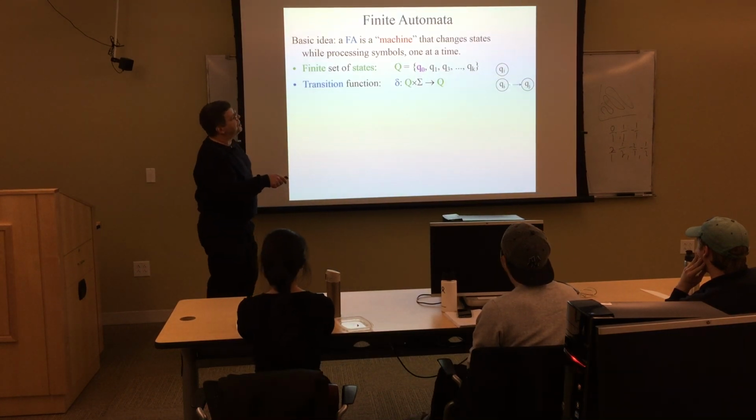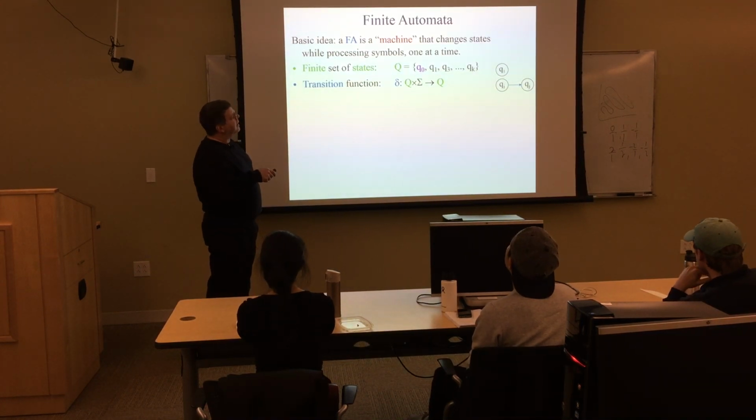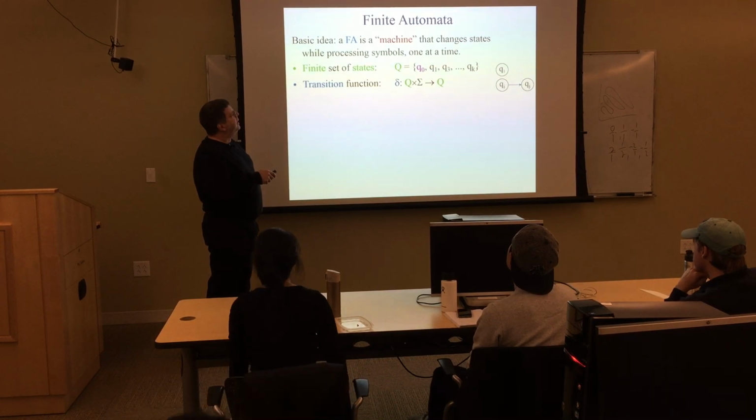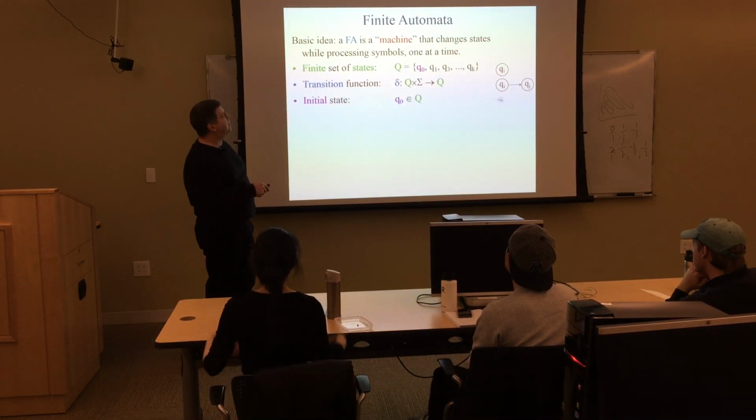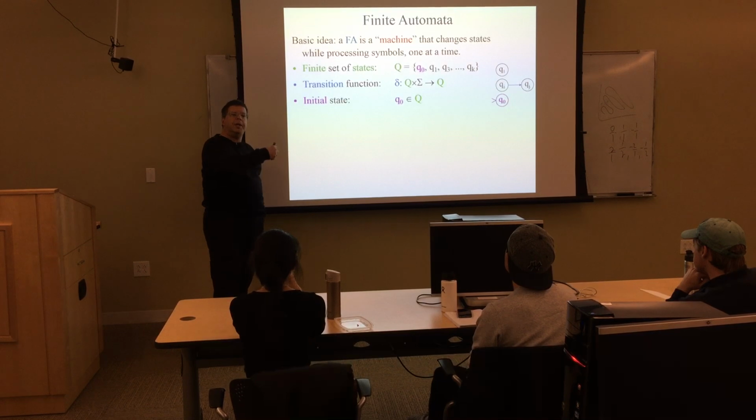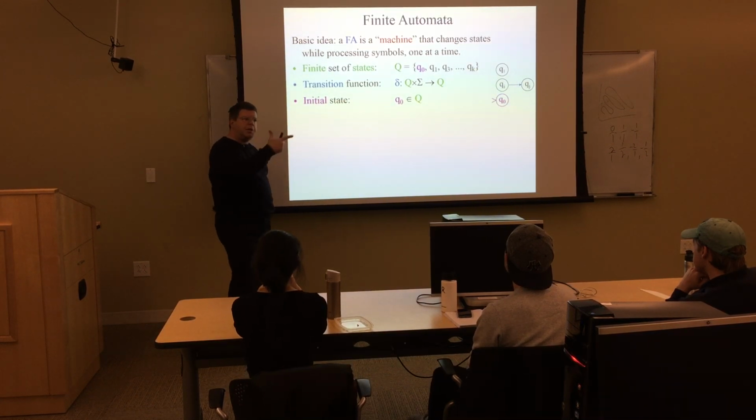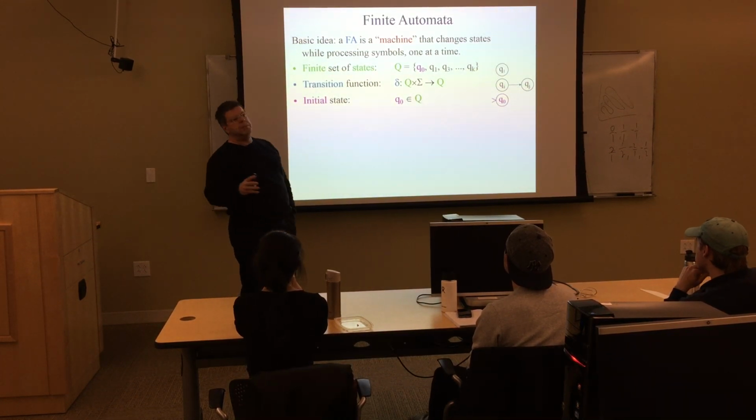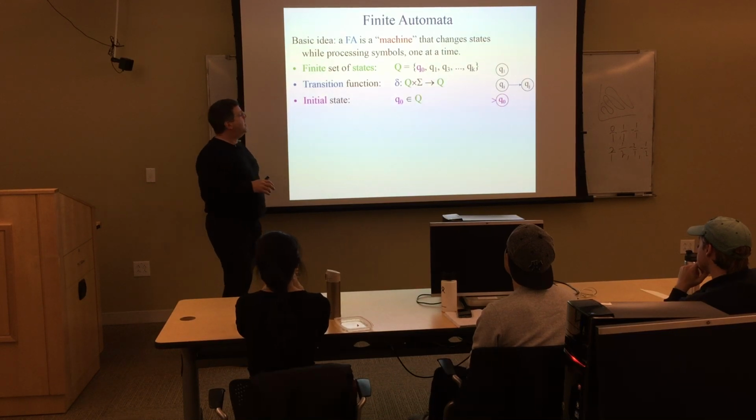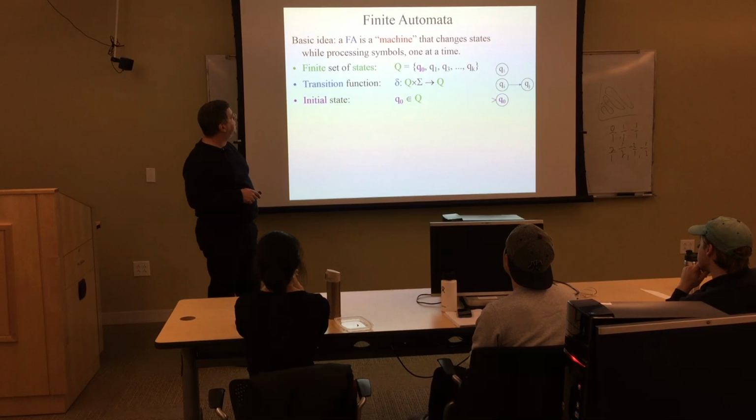I usually use blue to denote a transition function, so the arrows will be blue, delta will be blue, the set of states will be green, the initial state will be Q0, it'll be purple. So I'm color-coding everything for you to reinforce what corresponds to what in these pictures, to be extra intentional about what means what and what corresponds to what.